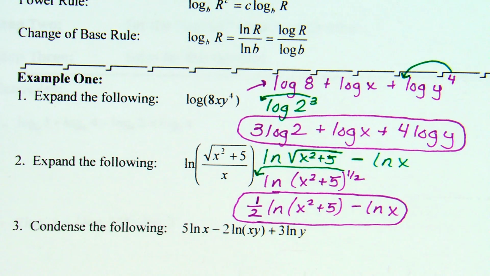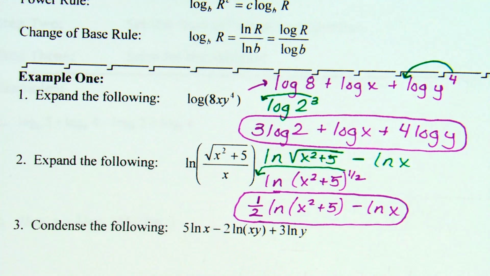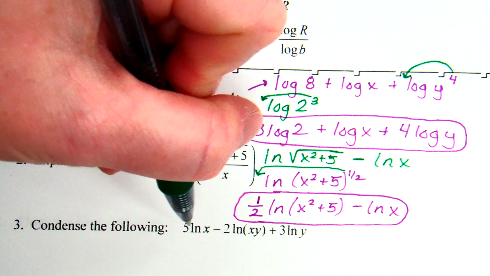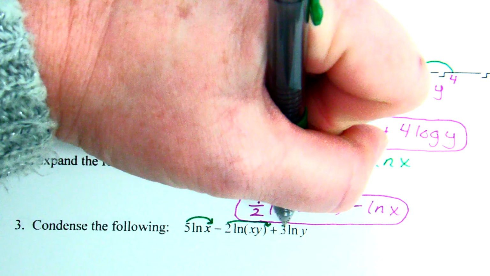Here's the hint I'll give you. We can't use the product or quotient rule as long as there are coefficients out front of our logs. The product and quotient rule have to happen when there are no coefficients out front. So how do I get rid of those coefficients out front? The power rule. Okay, we're going to reverse the power rule here. We were using a power rule to take a power and move it out front. Now we're going to reverse it, and we're going to take the numbers out front and make them powers. So the 5 is going to go on the x. The 2 is going to go on the xy, and the 3 is going to go on the y.